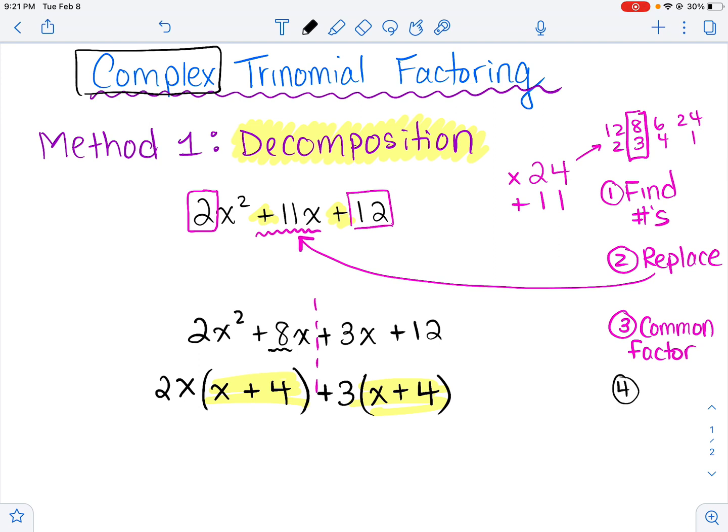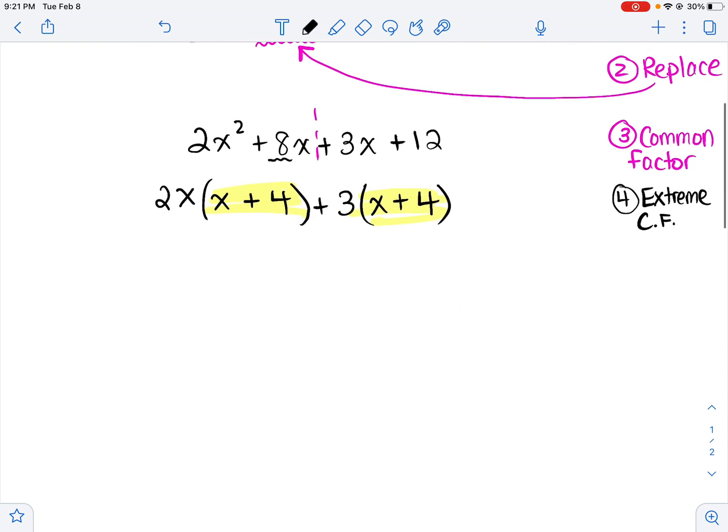So step 4, it's like extreme common factoring. That's what I'm going to call it. It doesn't look like common factoring, but actually it is. Sorry, that thing was bothering me. Okay, so check it out. I don't know if this is going to make sense. We look at it like this is one term, and here's another term. What do they both have in common? They both have a giant x plus 4 bracket. So I'm going to common factor out an x plus 4 from both terms. What do I have left? From the first term, I have a 2x.